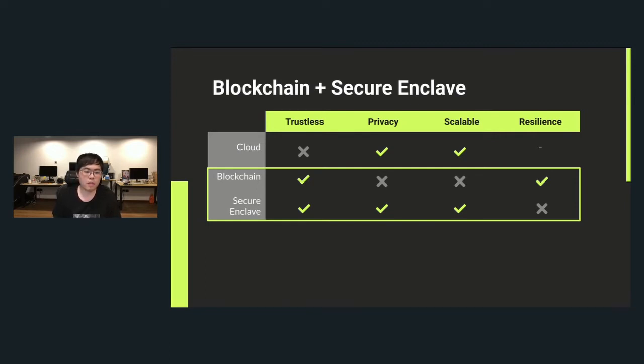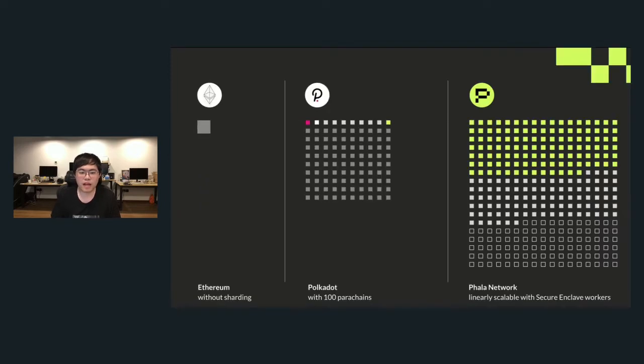We can use the blockchain to organize thousands of secure enclave workers and have them work together to protect the data inside and also provide the service to cloud computing developers. So everything looks very good.